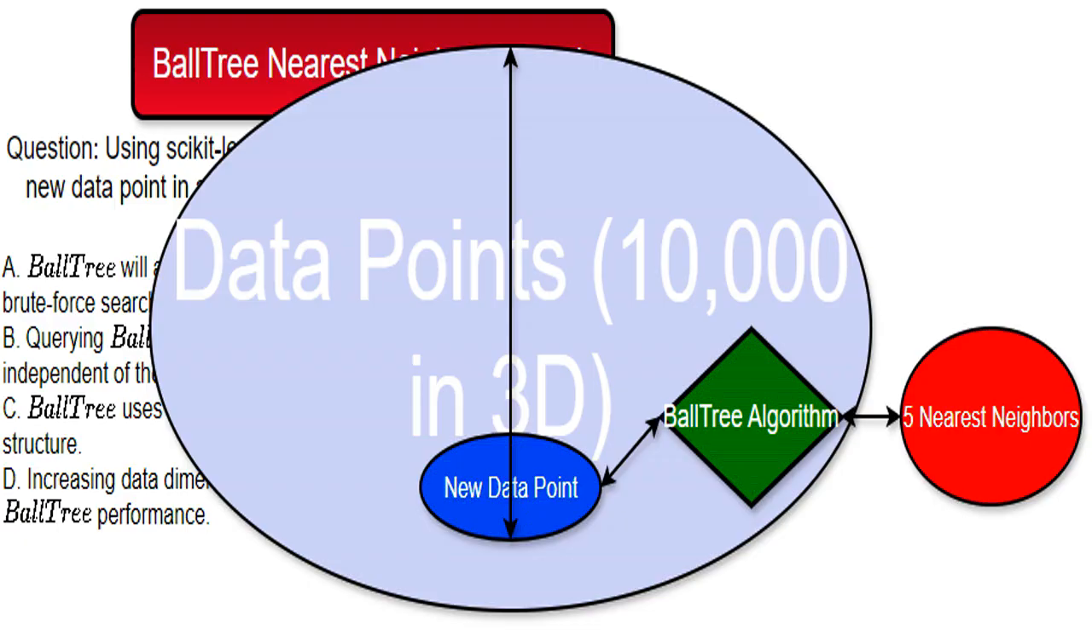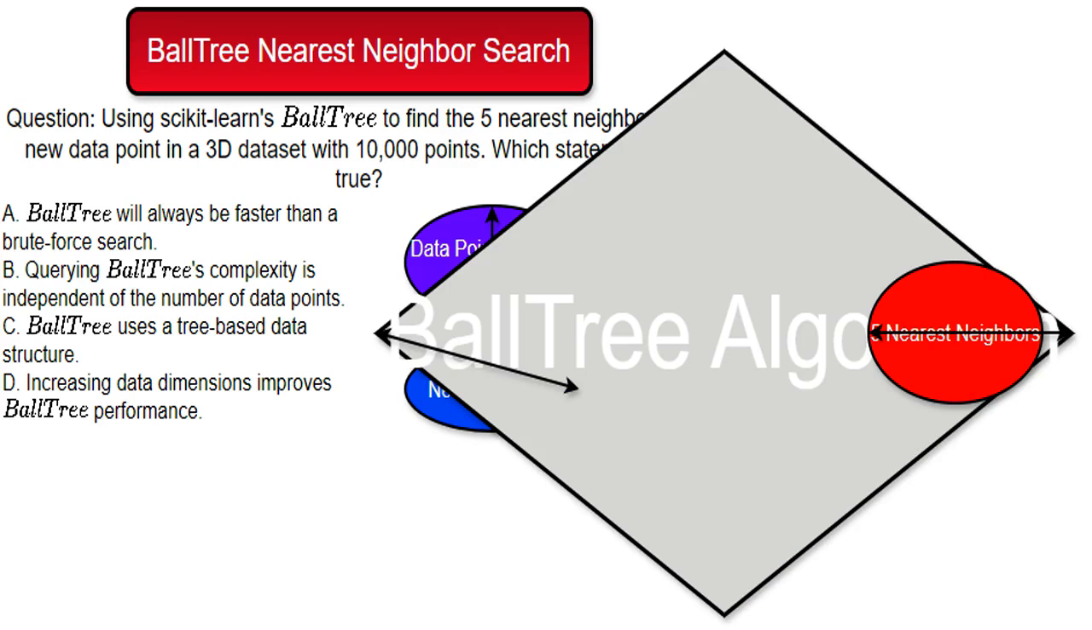This specifies the size and dimensionality of the dataset. We have 10,000 data points, each represented by 3 coordinates, 3-dimensional space. This large number of points is where the efficiency of the BallTree really shines compared to brute force methods. This is the specific algorithm used for the nearest neighbor search. The BallTree isn't just any tree. It's specifically designed to speed up nearest neighbor searches.